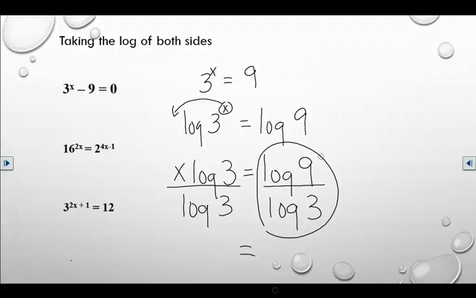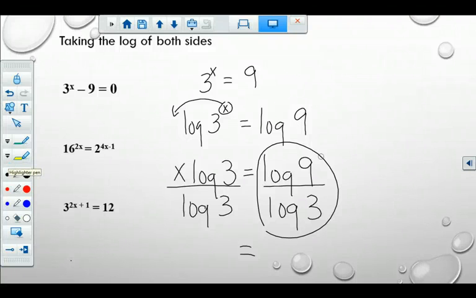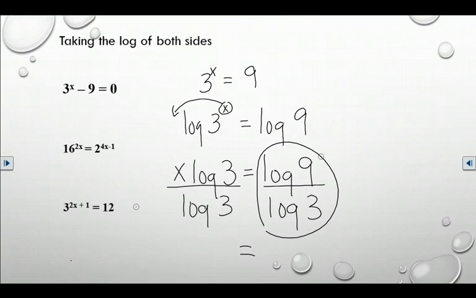Okay, it's not right anymore. It's amazing how it just stops. There it is, x. All right, do this one.